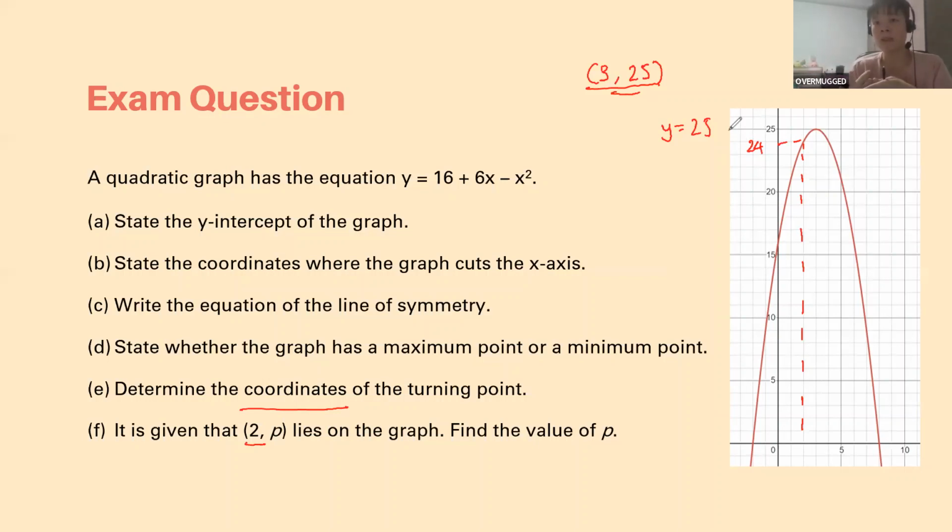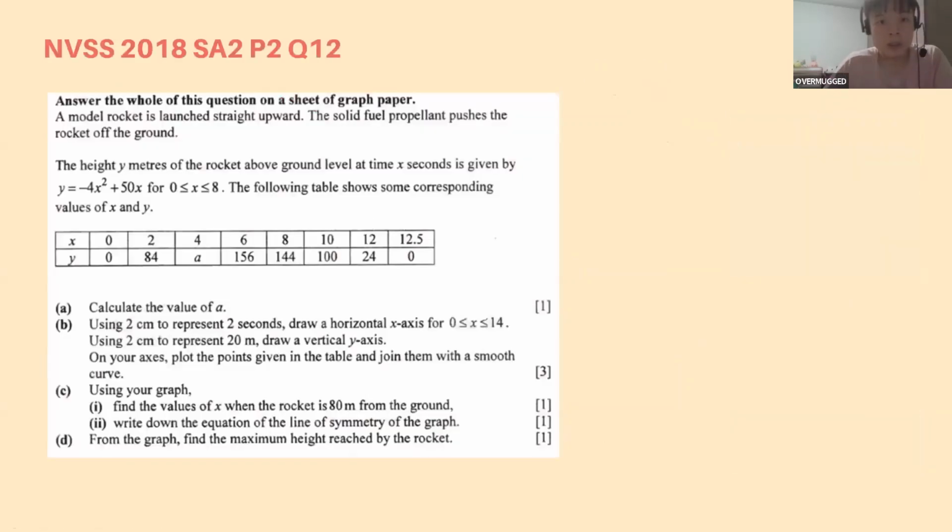Of course, sometimes they will test these questions, but after they ask you to draw the graph, and this will be in your paper 2, where they ask you to sketch a graph. So let's look at that. It will look something like this, in your paper 2. Usually they will ask you to calculate an unknown coordinate first. Calculate A. So how can you find A? You substitute x equals 4 in your equation.